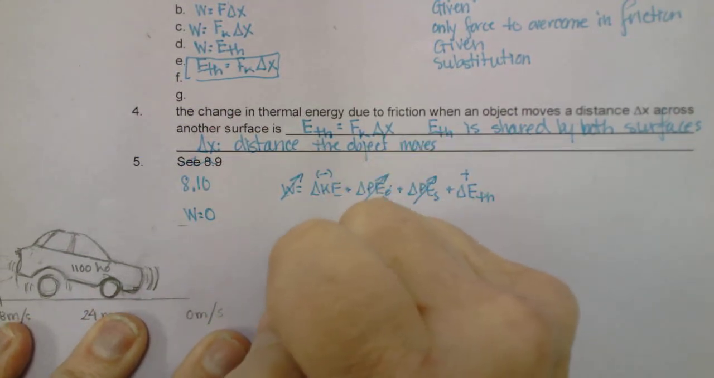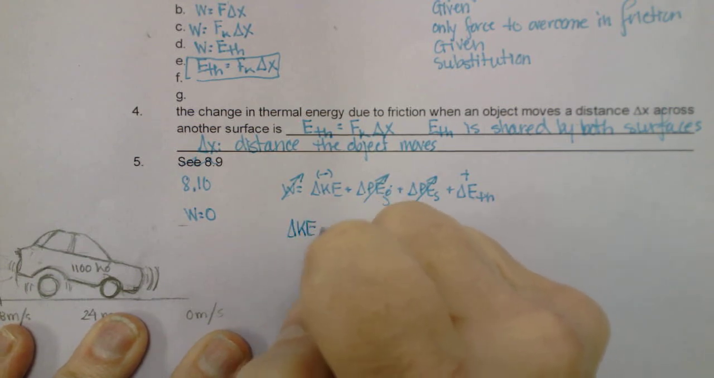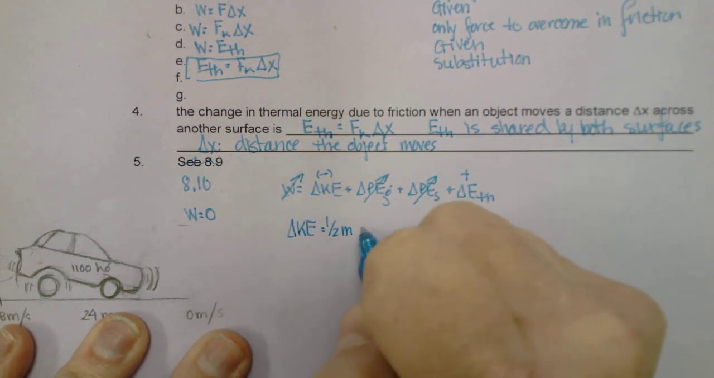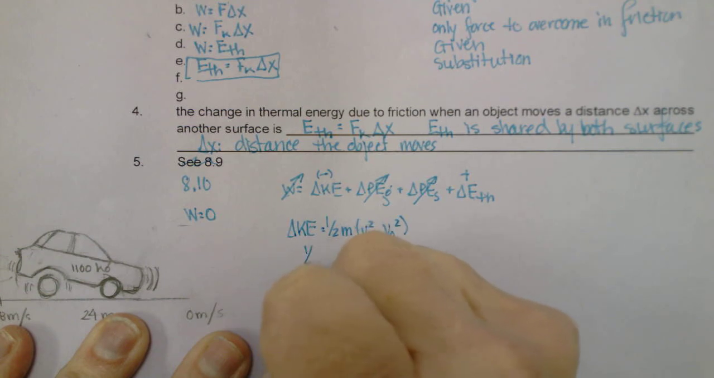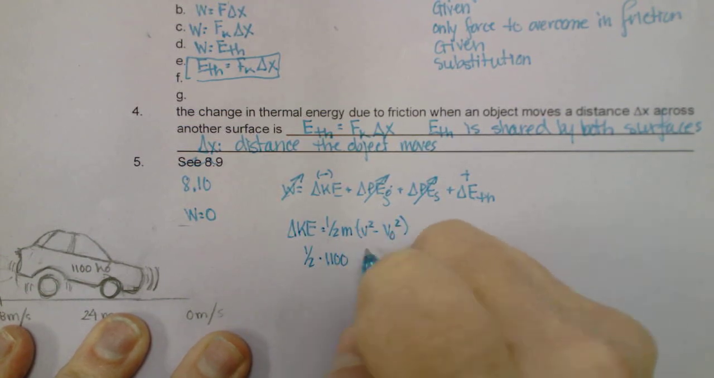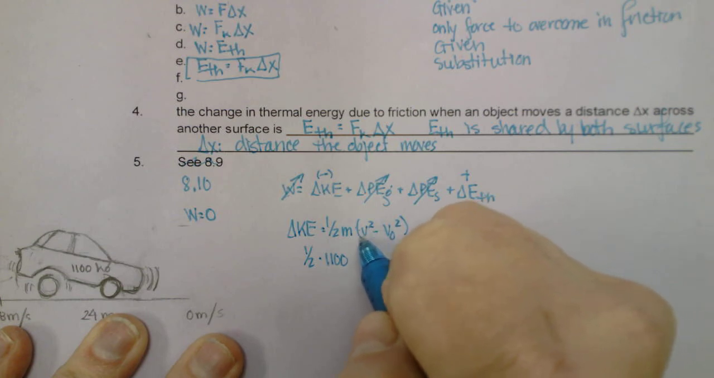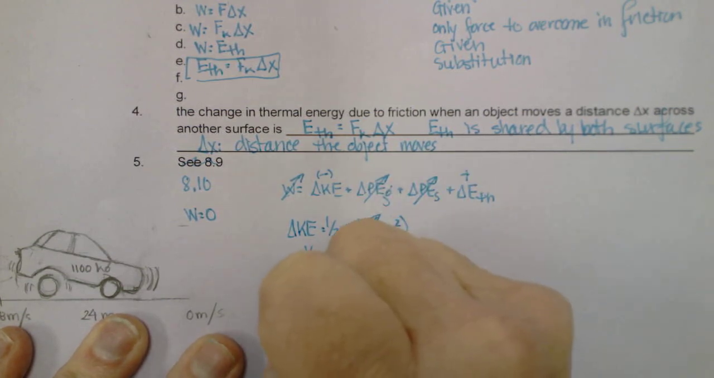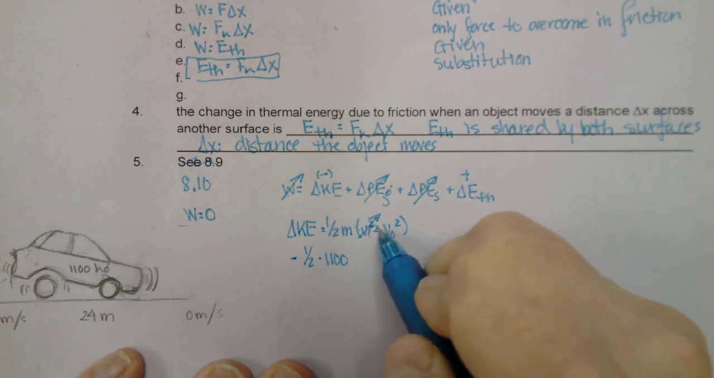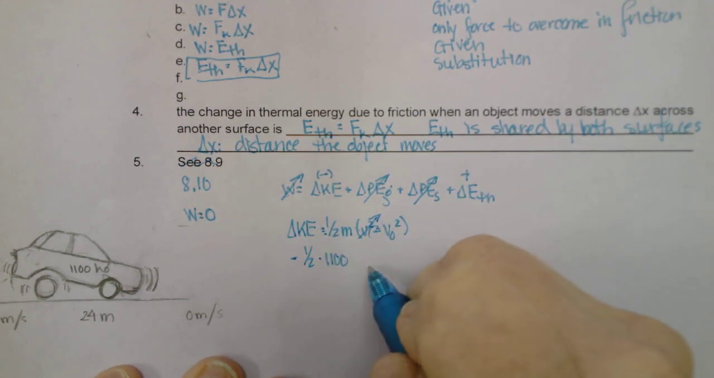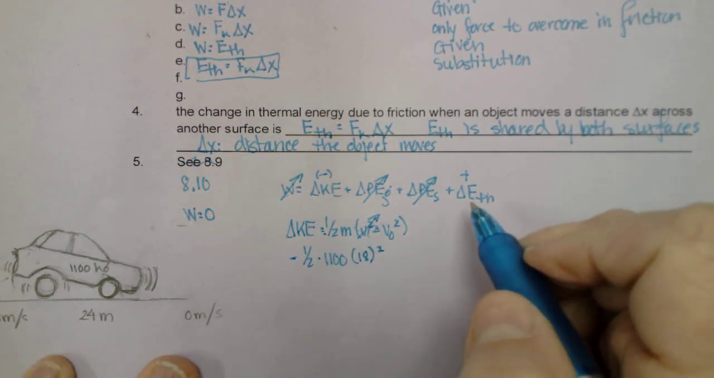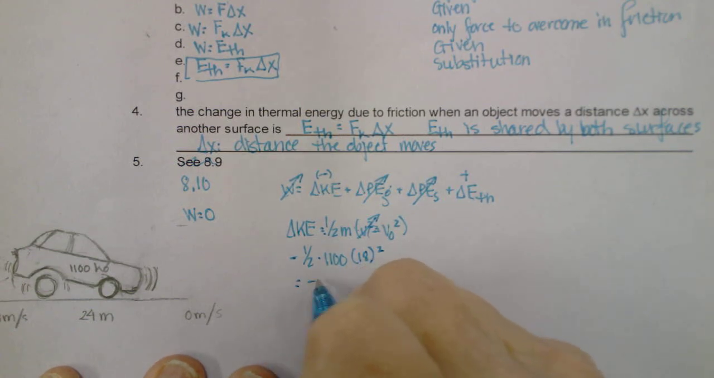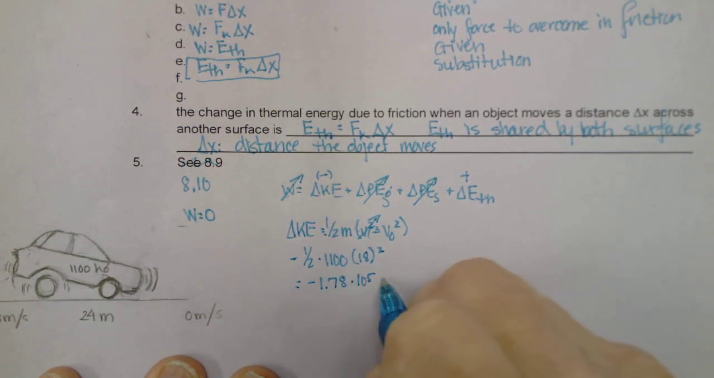Let's do the delta KE problem first. Delta KE is equal to 1/2 m (v squared minus v naught squared), which is 1/2 times 1100, and my v squared is 0. I'm going to put my negative out front just so I don't forget it, but that negative is not squared, so it can come out front. And v naught is 18, so it's times 18 quantity squared. When you do the math, you end up with a negative 1.78 times 10 to the 5th joules.